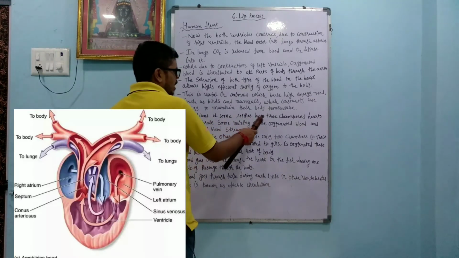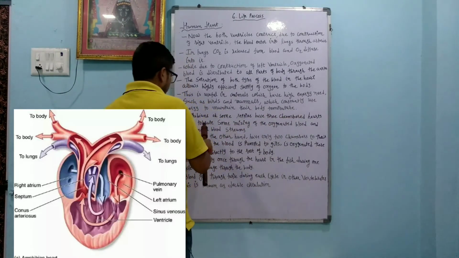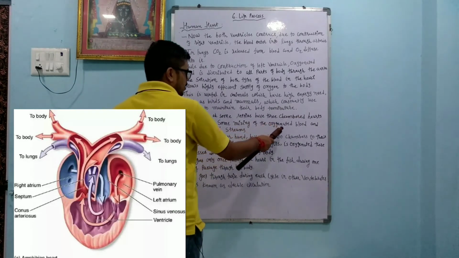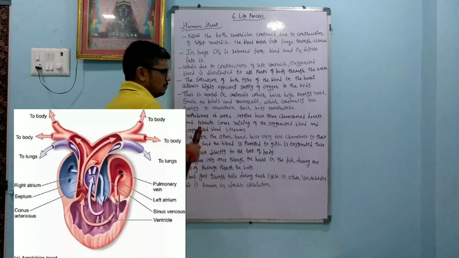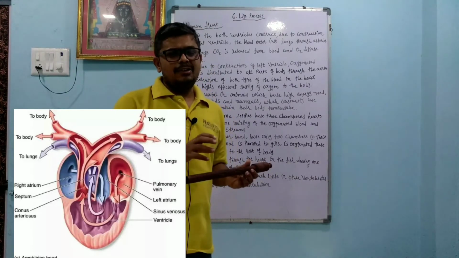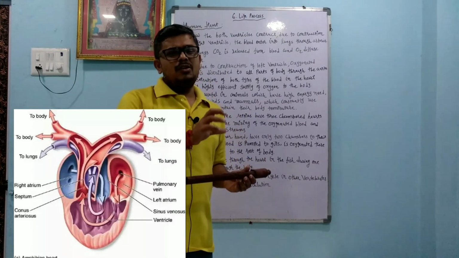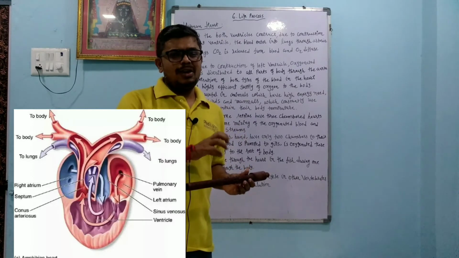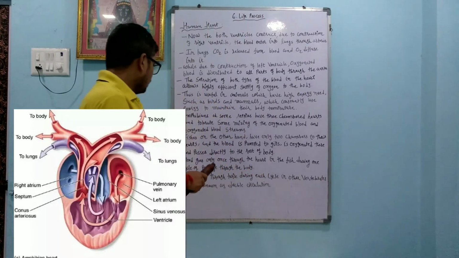Amphibians and some reptiles have a 3-chamber heart and tolerate some mixing of oxygenated and deoxygenated blood streams. So some reptiles have 3 chambers, and in them oxygenated blood and deoxygenated blood are mixed, and they have the capacity to tolerate it.